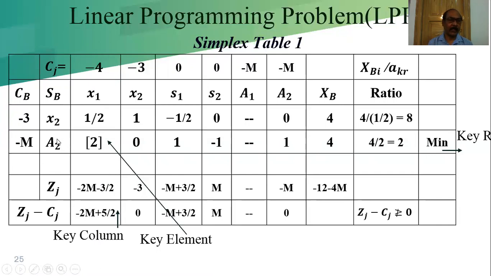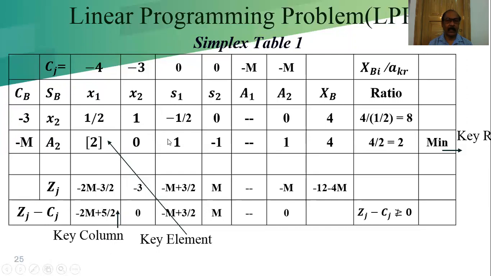Now what would be departed, we have to find out by finding the ratio. The key column corresponds to x1, which has the most negative Zj minus Cj. Now find the ratio. 4 divided by half is 8, and 4 divided by 2 is 2. So out of 2 and 8, the minimum is 2, which corresponds to the basic variable A2. A2 is the departing variable and x1 is our entering variable.